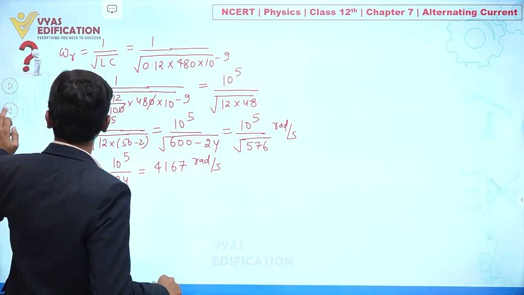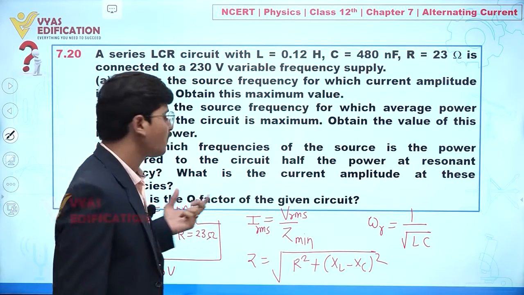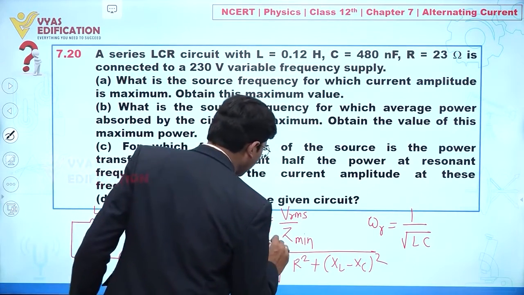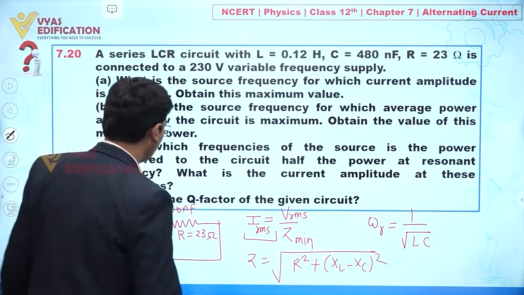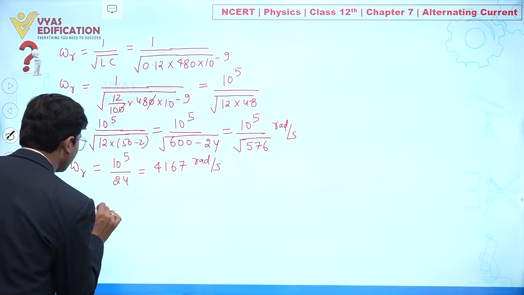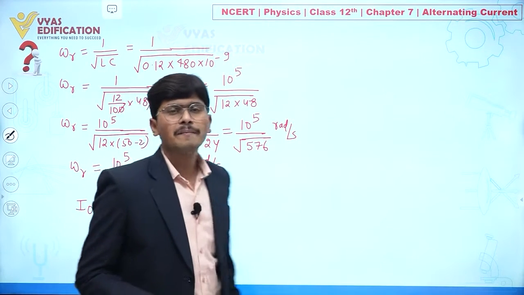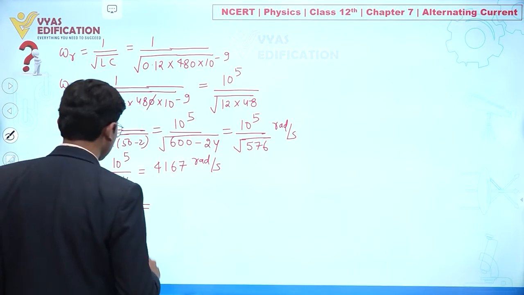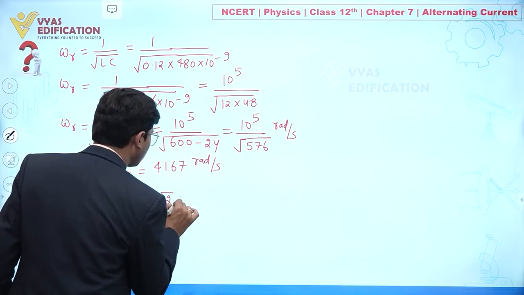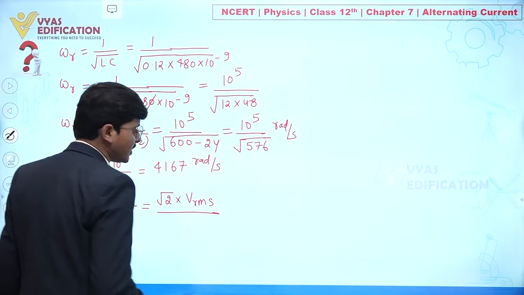But what is our objective? Our objective in this question is to find the maximum value of current. For that, first I will find IRMS. Or you can directly write that the maximum value of current is V0 divided by Z. The maximum, or peak, voltage is under root 2 times VRMS, divided by Z.